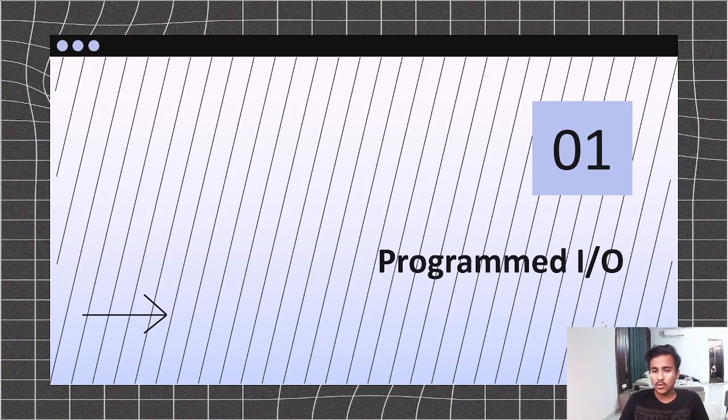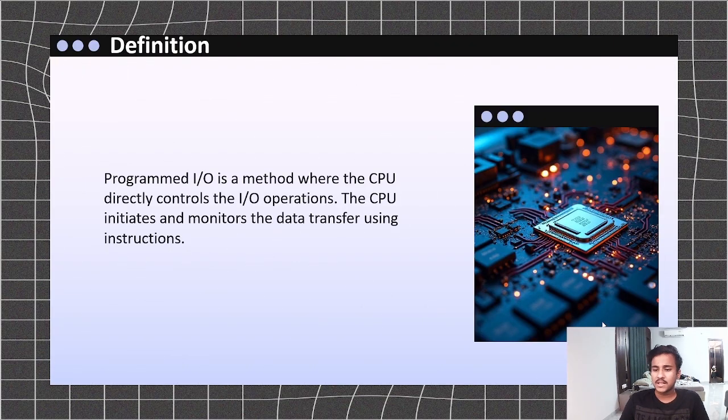Programmed I/O, also called programmed controlled I/O, is a technique in which the CPU issues explicit instructions to the device's register to start each transfer. Every read or write goes through the processor. It tells the device what to do and then watches its status.